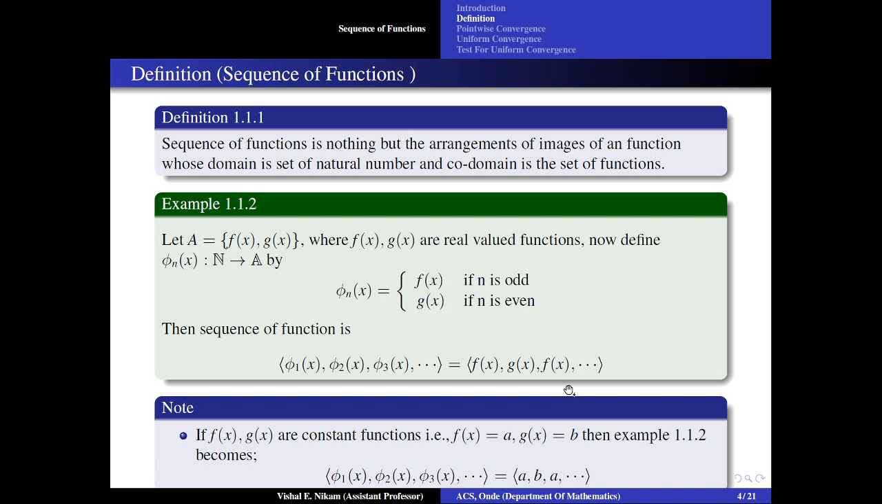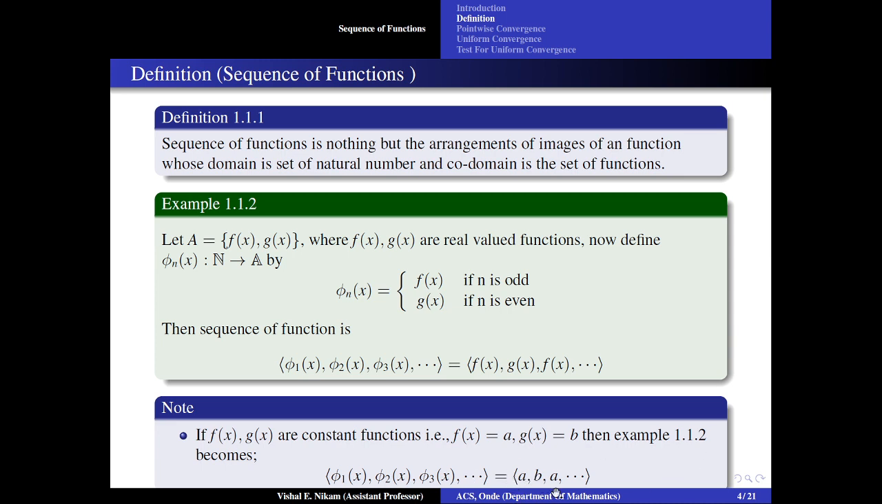In this way, we have only two elements in A, but we are arranging these two elements in alternating order by the rule phi n of x equal to f of x if n is odd, and phi n of x equal to g of x if n is even. That is, we get this alternating sequence of functions. Now, in particular, if f of x and g of x are constant functions, then what happens? We get this alternating sequence of real numbers.